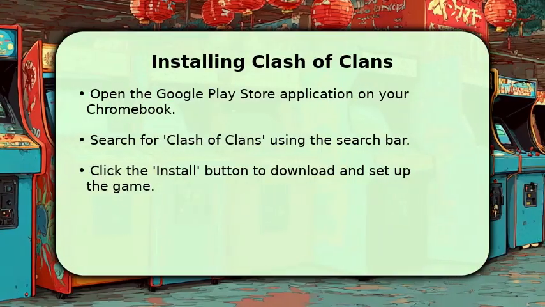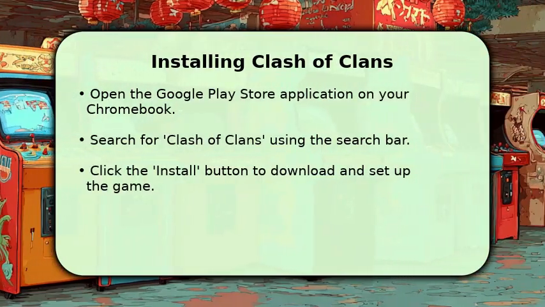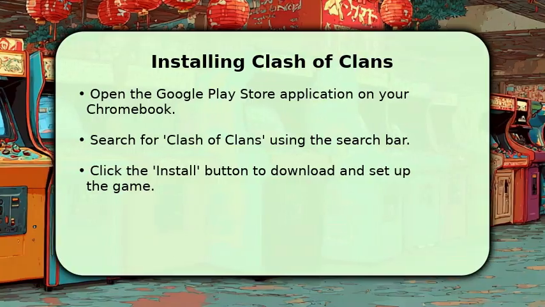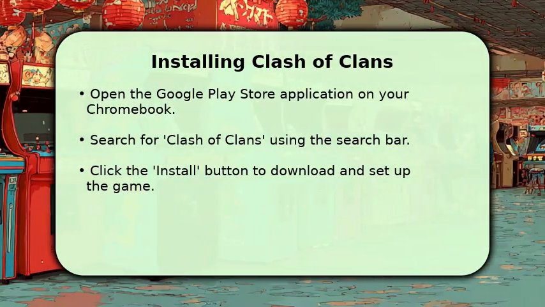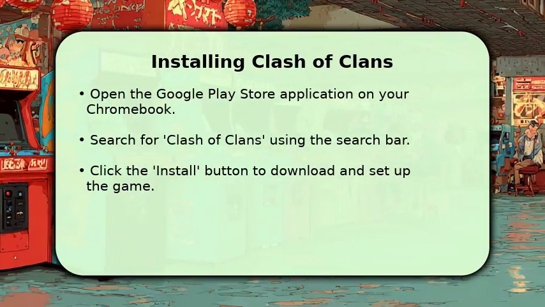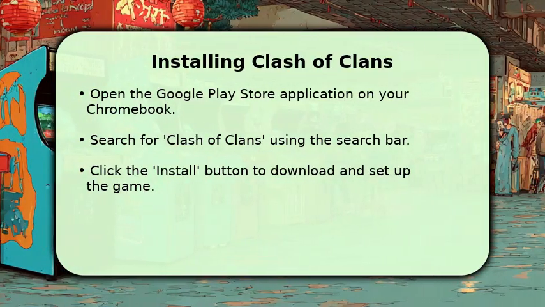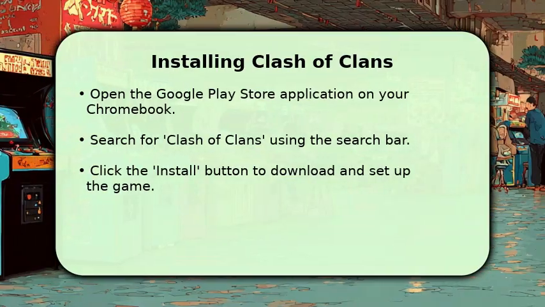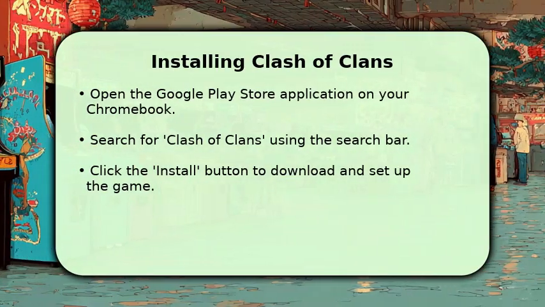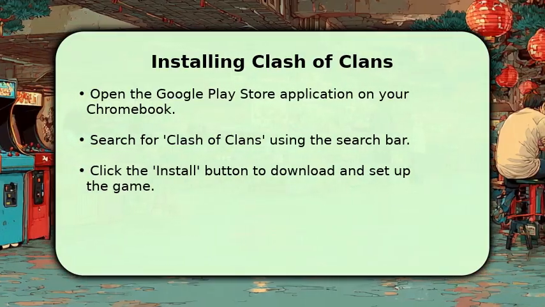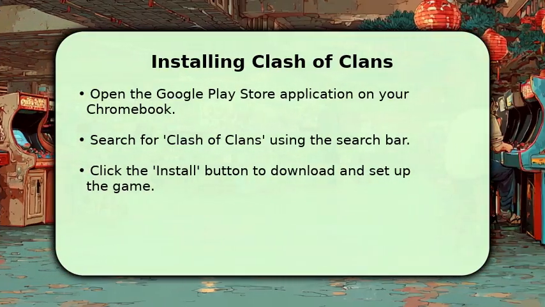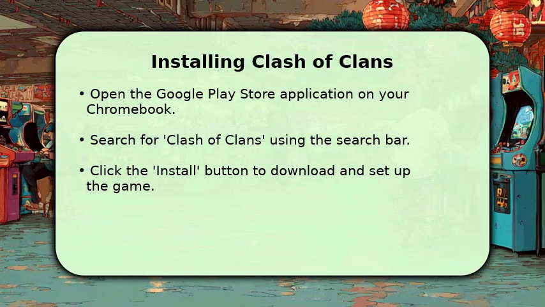Once you have confirmed Android app support, open the Google Play Store on your Chromebook. You can find this icon in your app launcher, typically a colorful triangle. Use the search bar at the top to type Clash of Clans, then select the official game from the search results. Click the prominent Install button and wait for the game to download and set up, which usually takes just a few minutes depending on your internet speed.